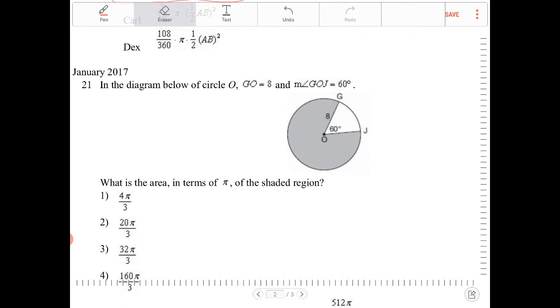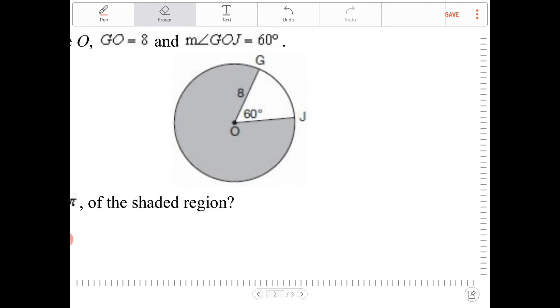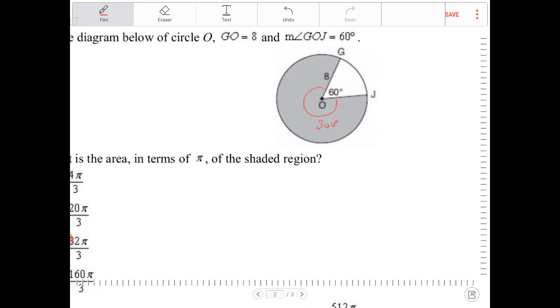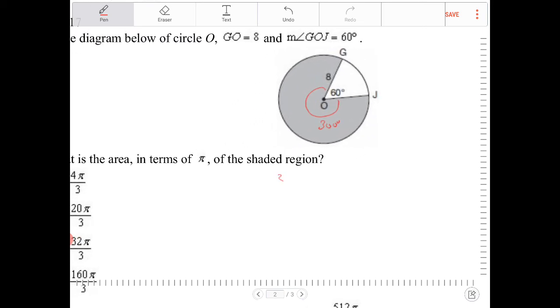January 2017. In the diagram below of circle O, GO is equal to 8, and angle GOJ is equal to 60 degrees. What is the area, in terms of pi, of the shaded region? So what's left over here is 300 degrees. So 300 degrees over 360 times pi times r squared, times 8 squared.